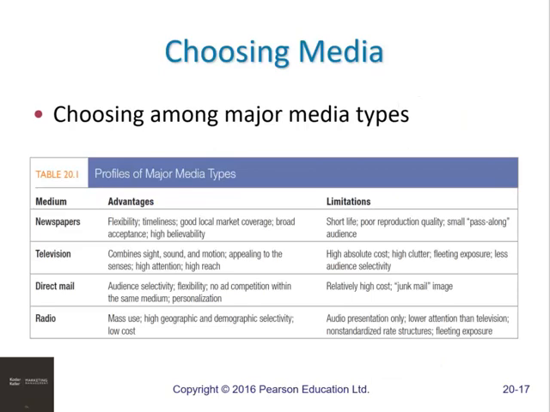The media planner must know the capacity of the major advertising media types to deliver reach, frequency, and impact. The major advertising media, along with their costs, advantages, and limitations, are profiled in Table 20.1.